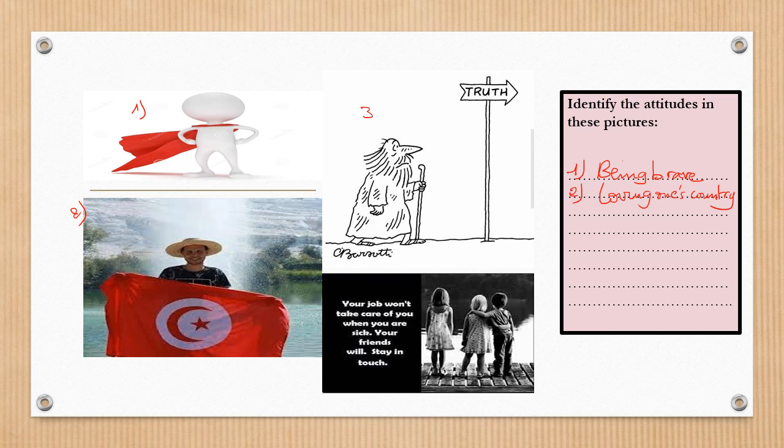So loving one's country is the attitude. Picture number 3, we see that this man is driven by truth. So the attitude here is being frank and sincere. The last picture now. Your job won't take care of you when you are sick. Your friends will. Stay in touch. So this attitude is taking care of friendships, of friends or friendships.